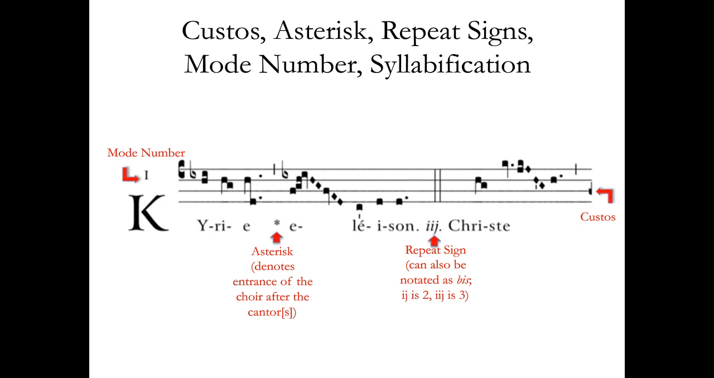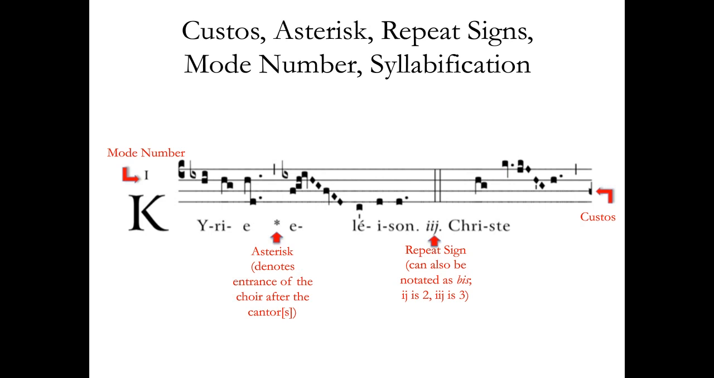Next, you see IIJ. This is just a fancy way of writing the Roman numeral 3. You can see in certain scores, especially the newer Solemn editions, where in most instances in the celebration of the Mass, the Kyrie is sung just twice. Kyrie, Kyrie, Christe, Christe, Kyrie, Kyrie. You might also see this as IJ, indicating a Roman numeral 2, or with the word bis, which means repeat or again.